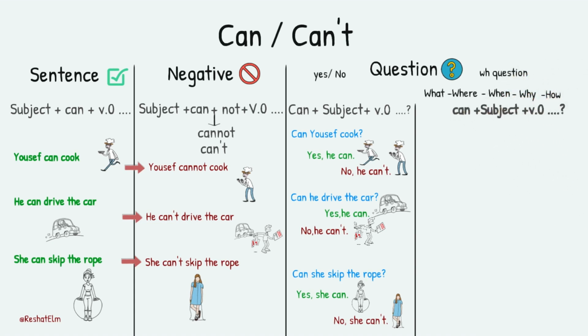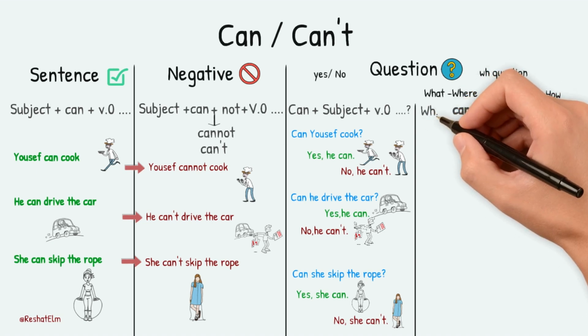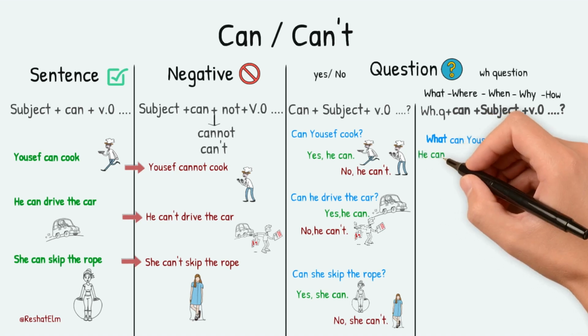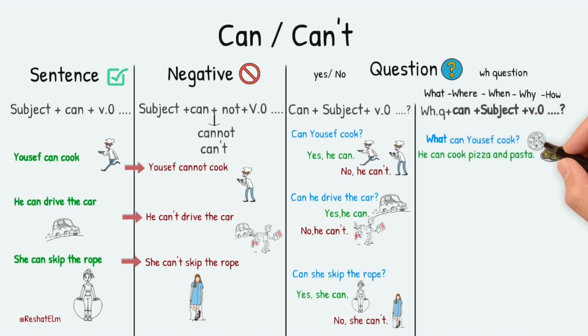To form a WH question, it is the same as yes or no. The only difference is we are going to add the WH word at the beginning. Yes or no, we said, can Yusuf cook? But if we want to change it to a WH question, for example, we're going to add what. What can Yusuf cook? The answer will not be yes or no. Why? Because we said what. So it's an open answer. He can cook pizza and pasta.